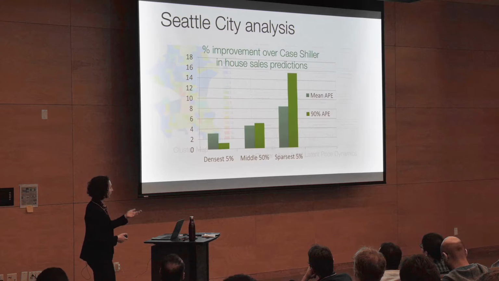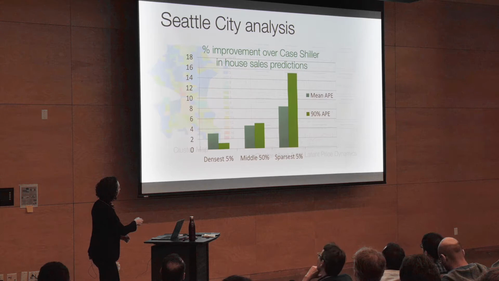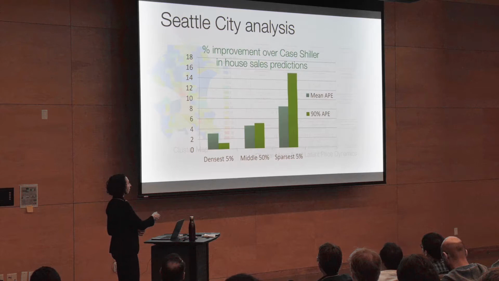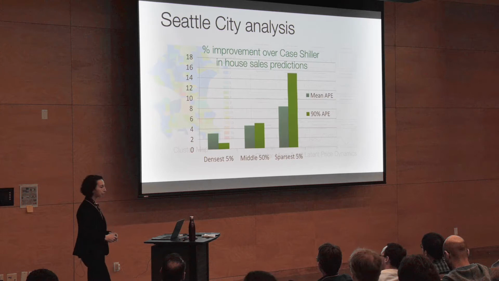So across the board, these are two different error metrics we're looking at. But we've broken our analyses down into the 5% of census tracts with the most observations all the way to the 5% with the fewest. And not surprisingly, the largest gains we see are for the census tracts that have the fewest number of observations, because that's where sharing of information is so critical.